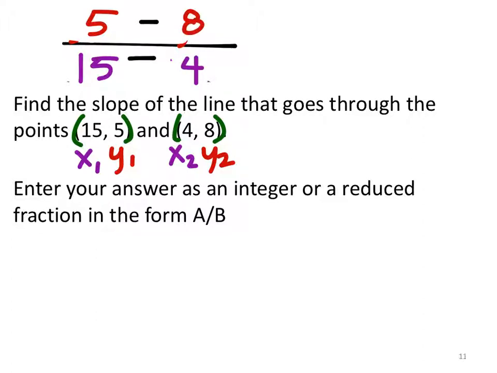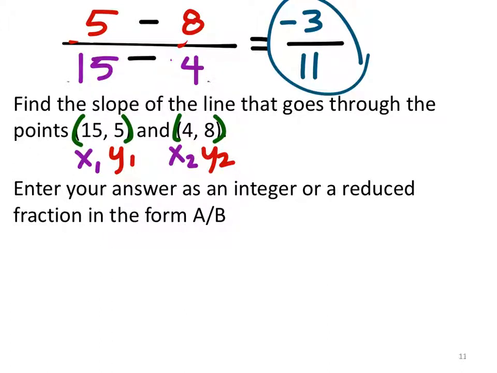From this point, all we got to do is the actual calculation. 5 minus 8 is negative 3. 15 minus 4 is 11. And this is as far as we can simplify this fraction anyways. Just be careful. If there is any simplification necessary, then do it, not just with the numbers, but with the signs as well. It is possible to get a negative in the numerator and denominator, which would change the whole value to a positive value.